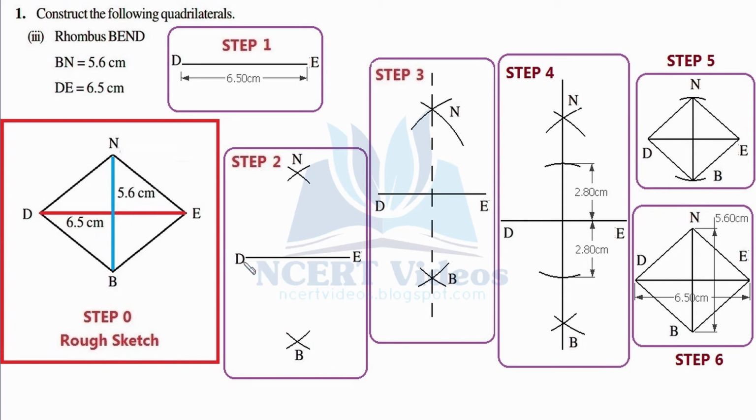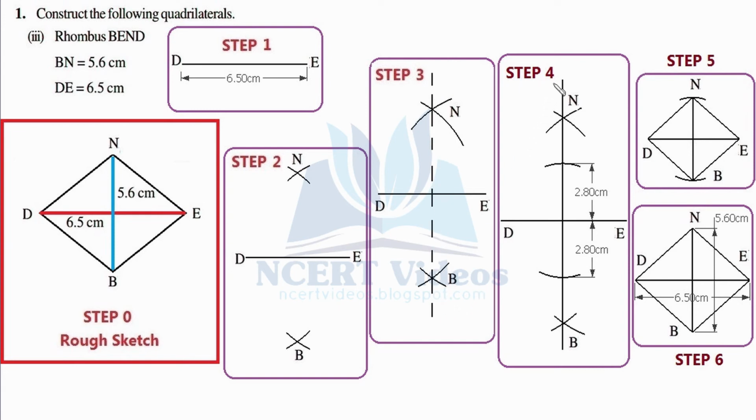By adjusting your compasses at a distance of 6 cm, you can take it more. The idea is that the distance of the compasses should not be less than half of this measurement, that is half of 6.5 cm. In step number 3, we construct a dotted line segment which joins these two intersections. Again, pause it and draw this dotted line.